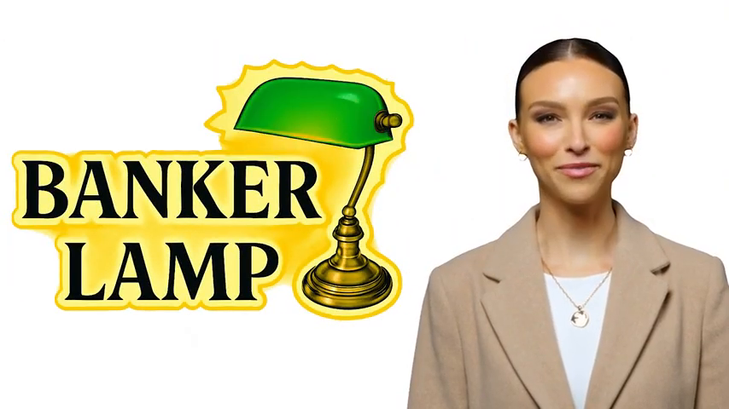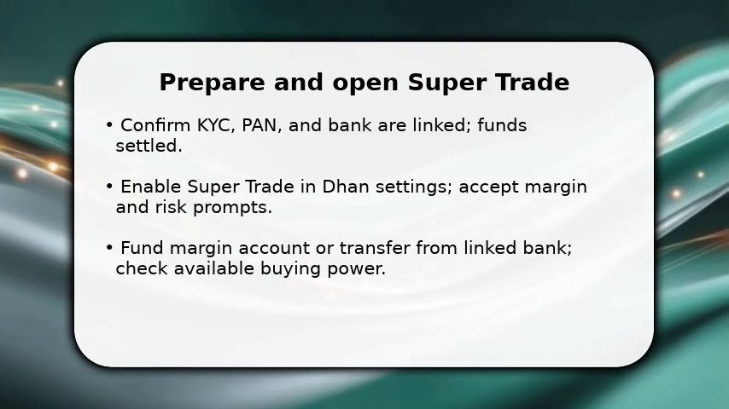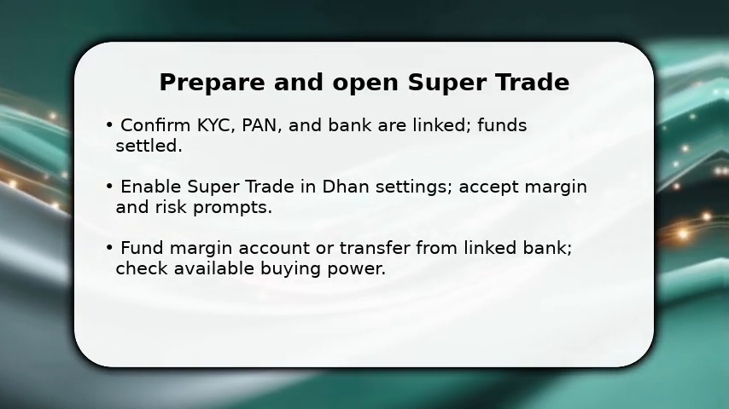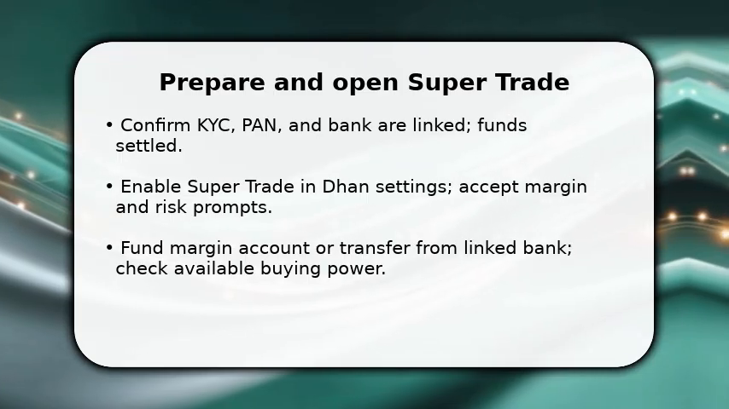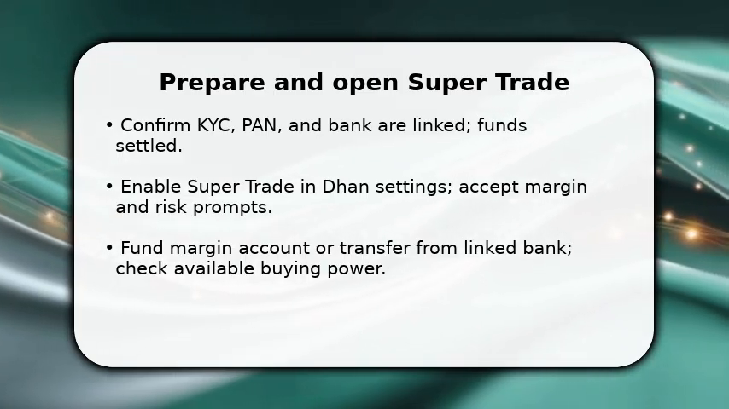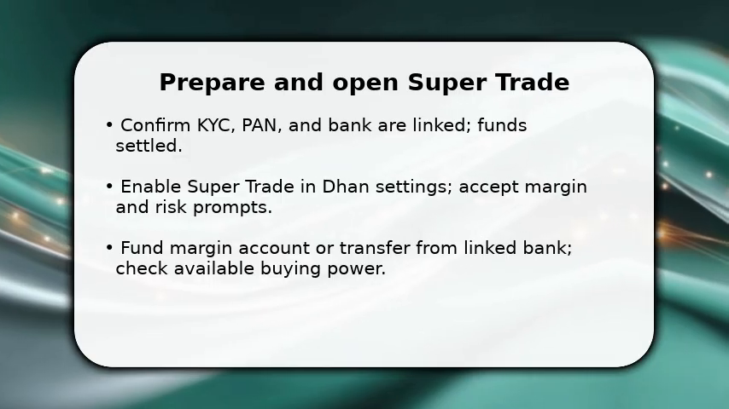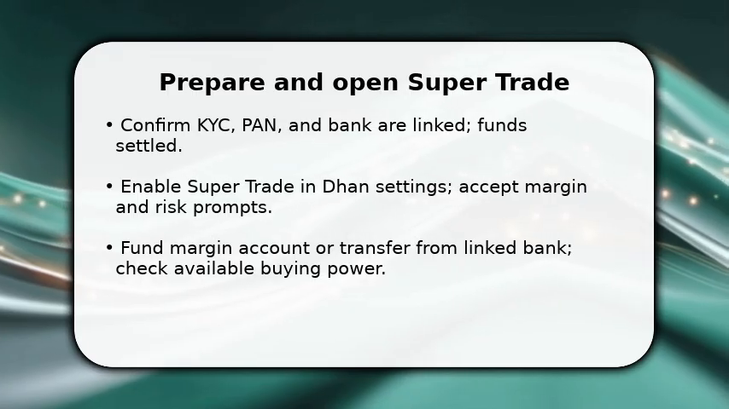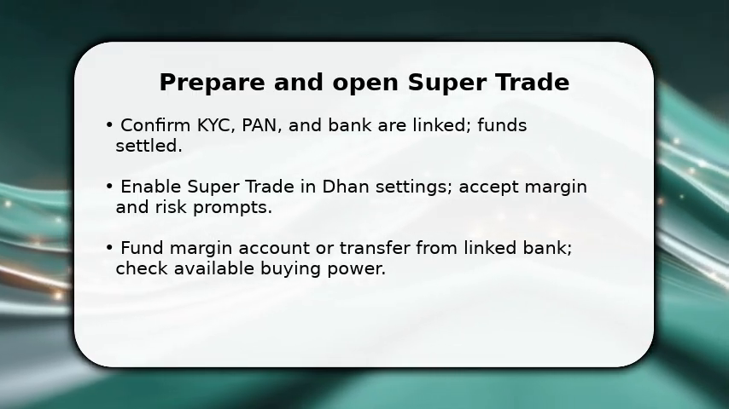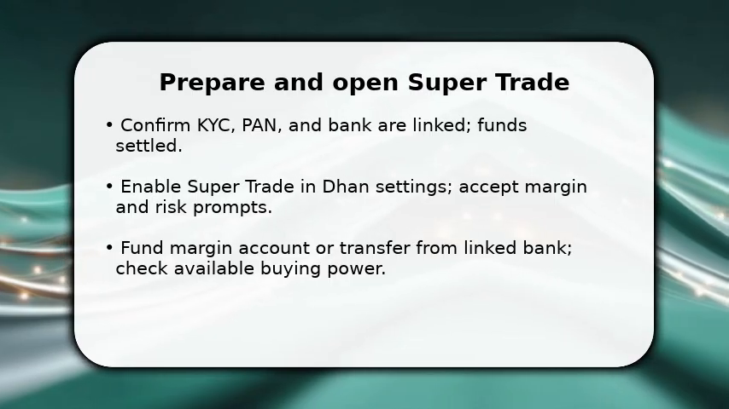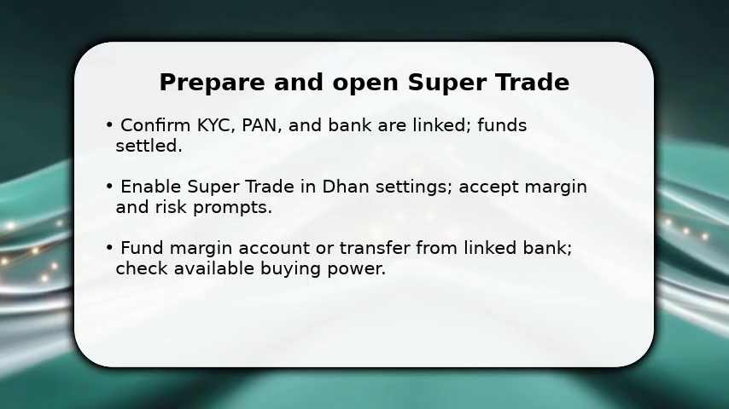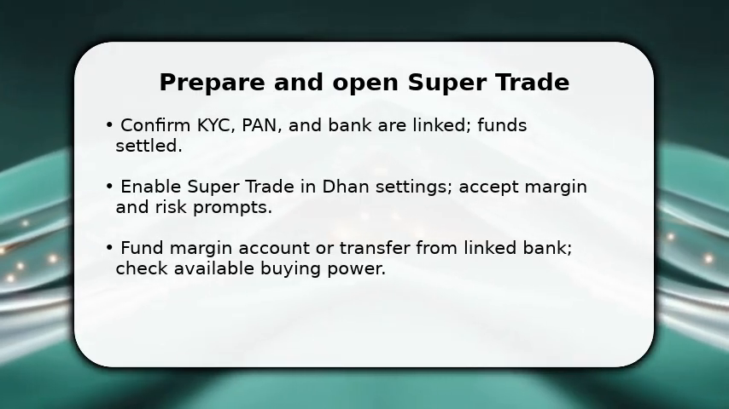Please enjoy the video. You start by confirming your KYC and bank linkage so trades settle cleanly. Once done, open Dhan, go to Settings and enable SuperTrade, accept the margin and risk prompts shown. Next, fund your margin account or transfer money from your linked bank. Check the available buying power on the SuperTrade dashboard. These steps unlock leverage and product access, so make sure balances reflect before moving to position selection.